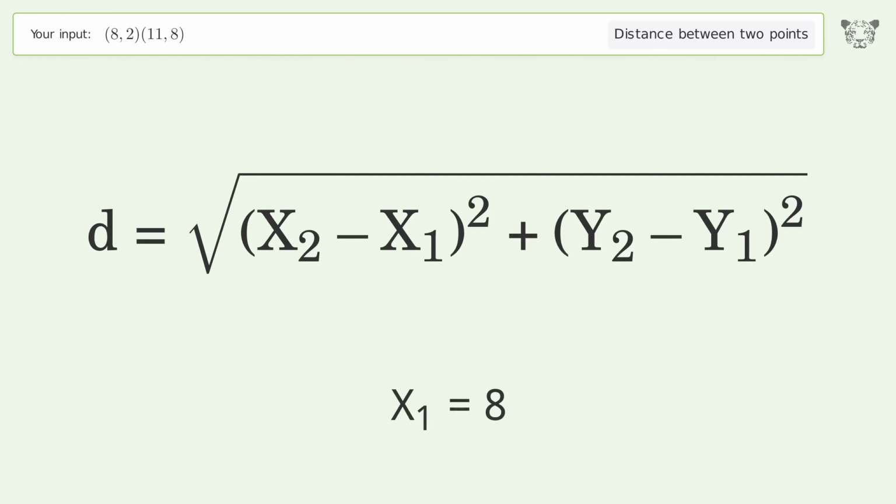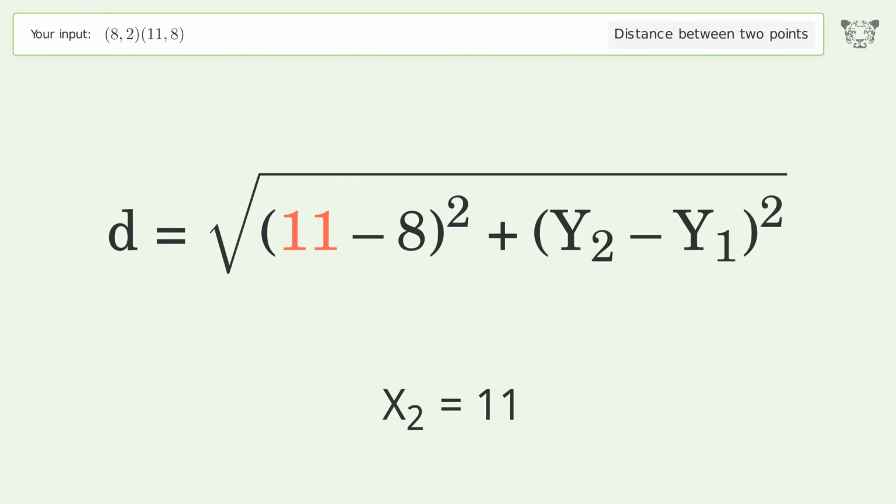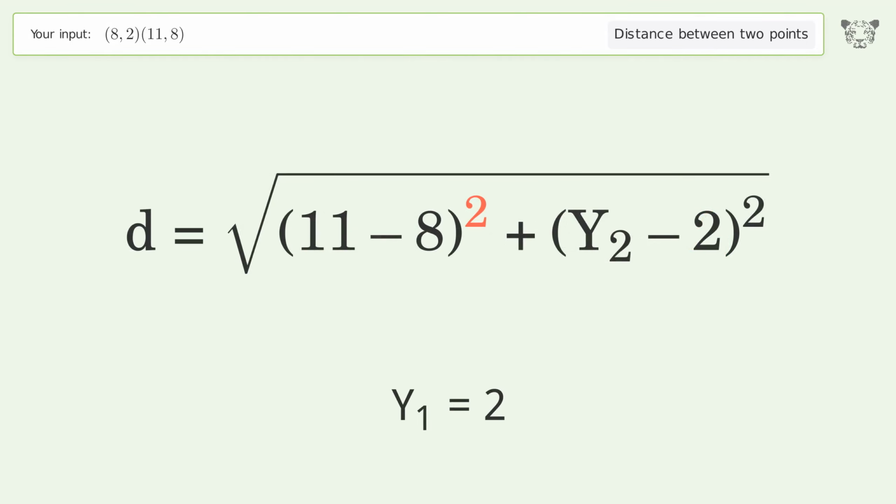x1 equals 8. x2 equals 11. y1 equals 2. y2 equals 8.